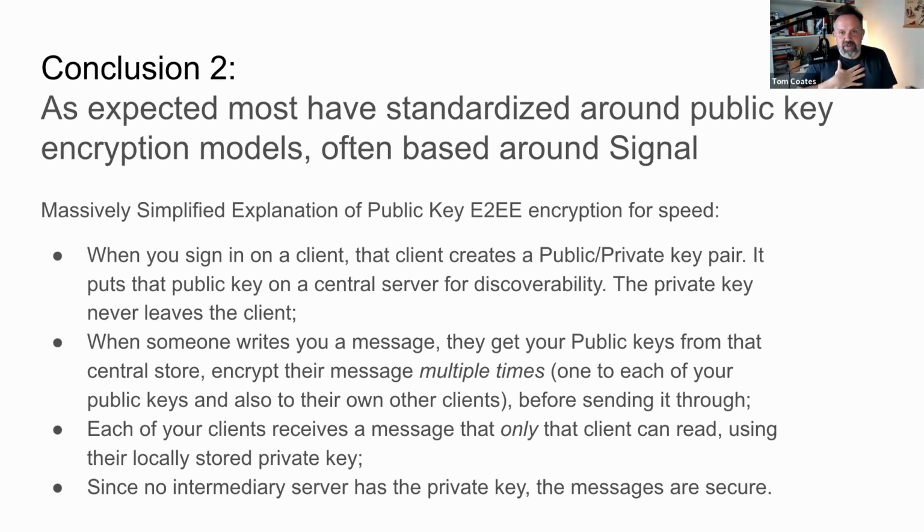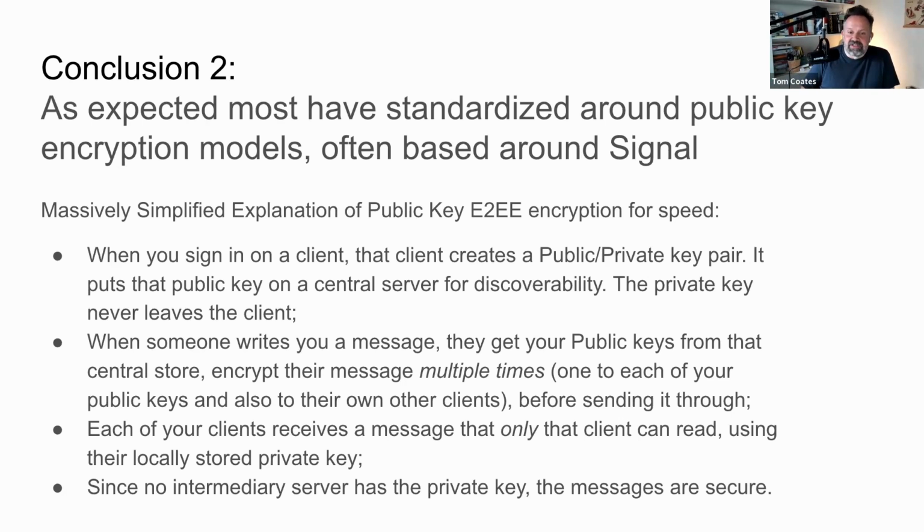So when you sign in on a client, any new client you have for your thing, that client creates a public-private key pair. It puts the public key on the central server that's there to be discoverable, and the private key never leaves your client. When someone writes you a message, they go to that server, they find your public key, they encrypt their message multiple times, one for each of the public keys you have stored in there, and also to themselves. They encrypt it based on their own keys so it can go to their own clients if they've got more than one client, and then it sends it.